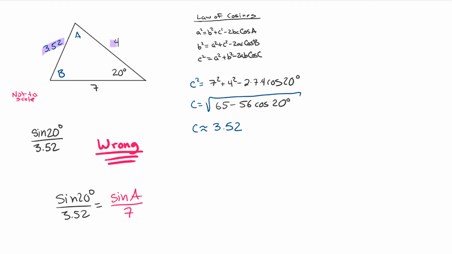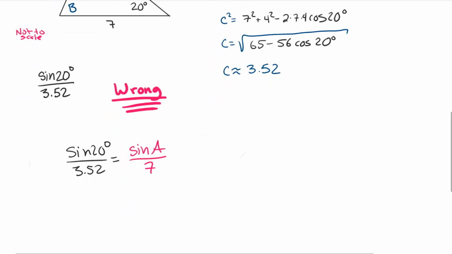And 3.52 is smaller than 4, and 4 is smaller than 7. So the largest angle that we have has got to be A. The largest angle is A. So going after the largest angle with the law of sines is a terrible idea. We're going to end up getting the reference angle of the answer we want.